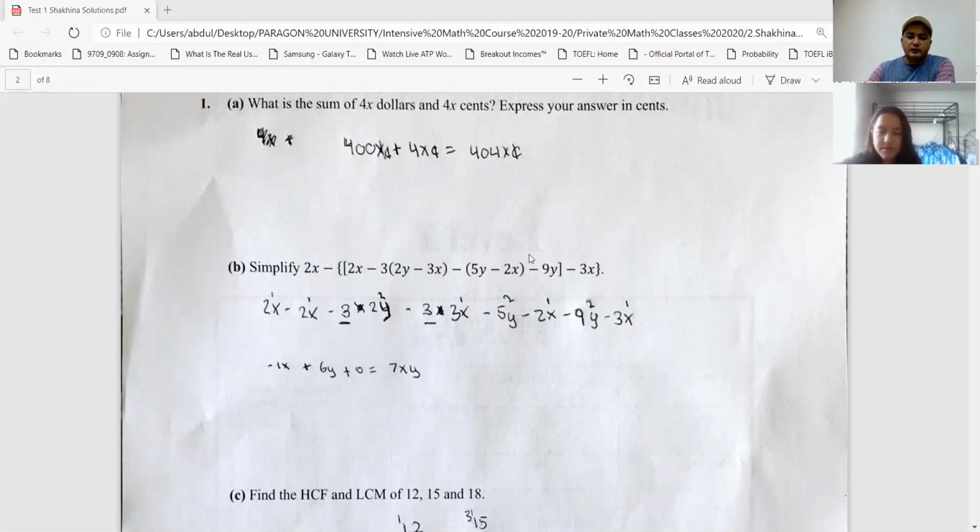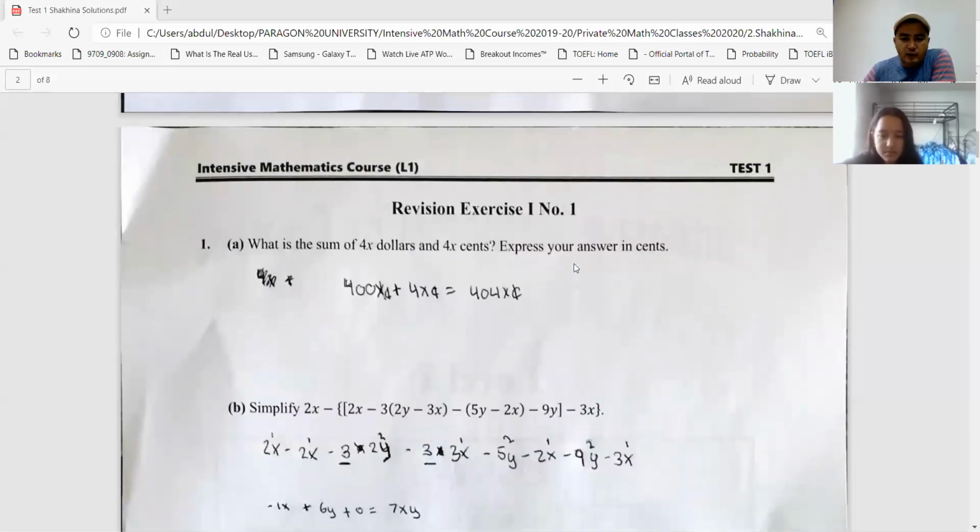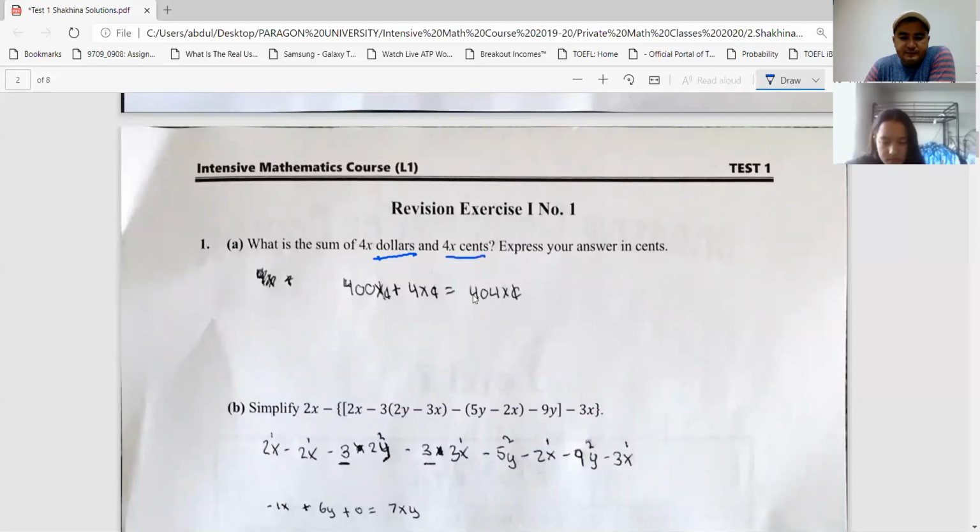Okay, Shahina, let's have a look quickly, so you can see it right. So the first question, let's have a look and after we will continue our class. What is the sum of 4x dollars and 4x cents? Express your answer in cents.